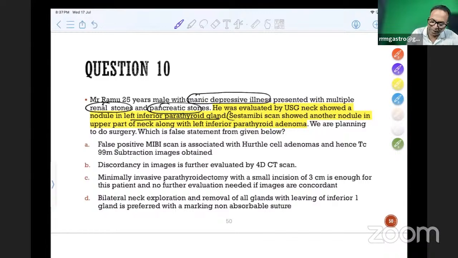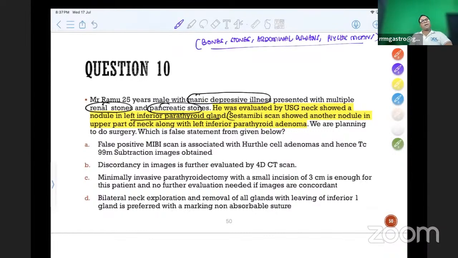See, this is a case of bones, stones, abdominal groans, and psychic moans. So, bones, stones, abdominal groans, and psychic moans is a feature of which condition? It is a feature of hyperparathyroidism. Hyperparathyroidism, the most common cause is adenoma from the parathyroid gland.